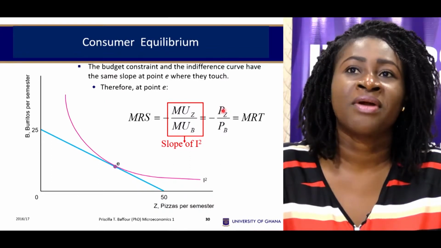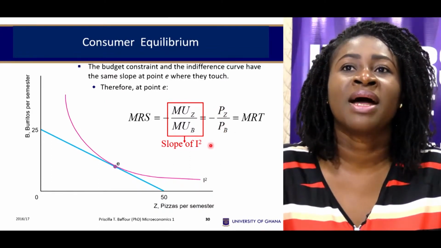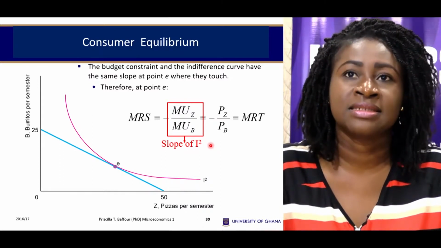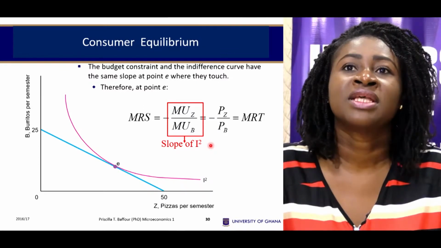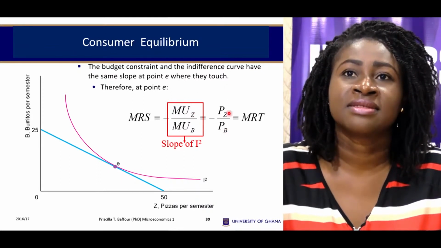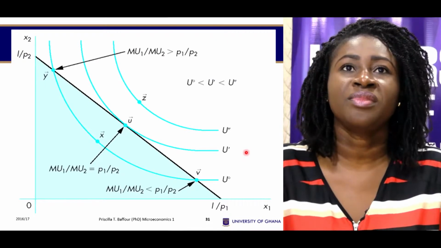So here we see that the marginal utility of good Z over the marginal utility of good B is equal to the price of good Z over the price of good B. And this is the marginal rate of substitution between goods Z and B. So at this point, this is the slope of the indifference curve, right?